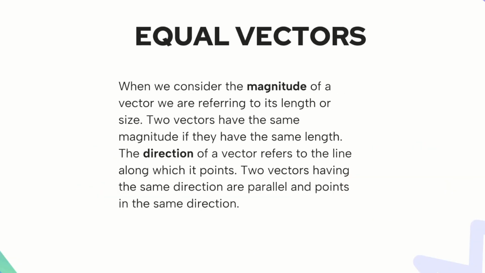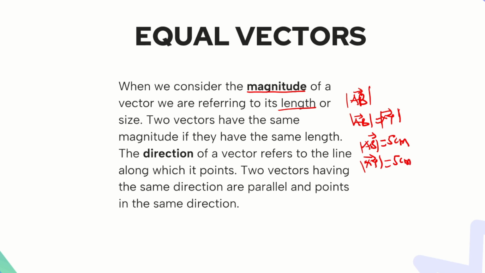So basically, when we consider the magnitude of a vector, as we looked at in the previous lesson, we mentioned that magnitude refers to the length. So for the magnitude of AB, we are considering the length. Two vectors have the same magnitude if they have the same length. So if vector AB has the same length as vector XY, then their magnitudes are the same, and their lengths are the same. So if AB is equal to 5 centimeters, then it implies that XY would also be equal to 5 centimeters in terms of length.